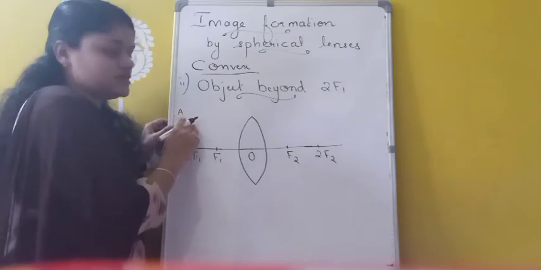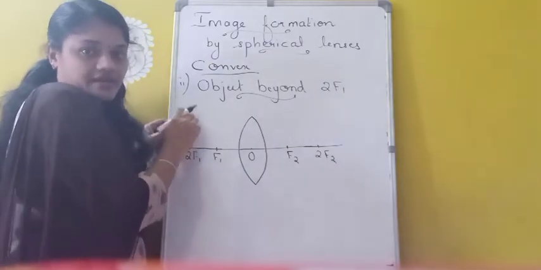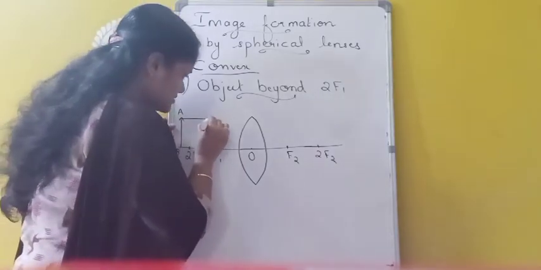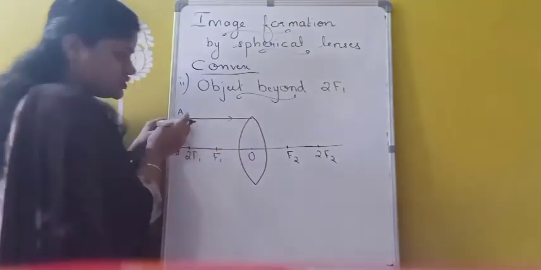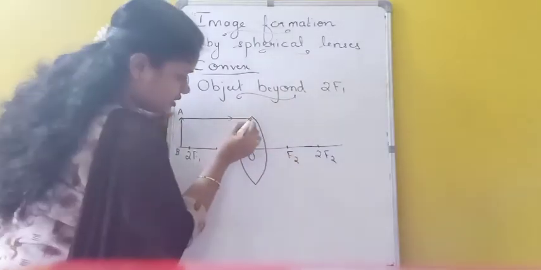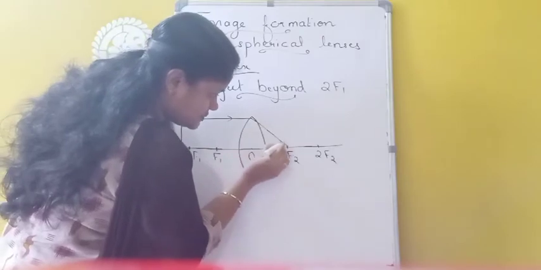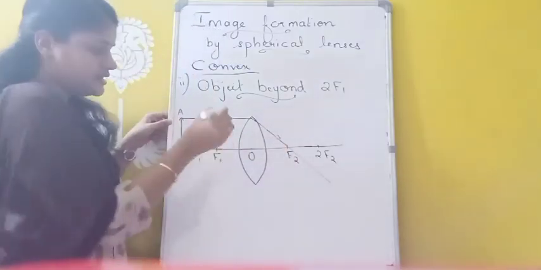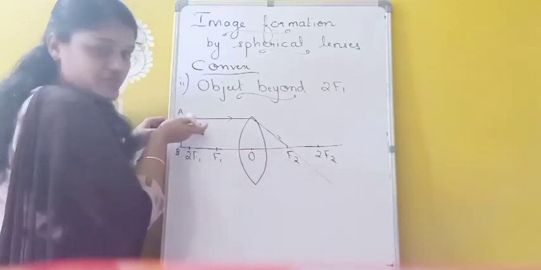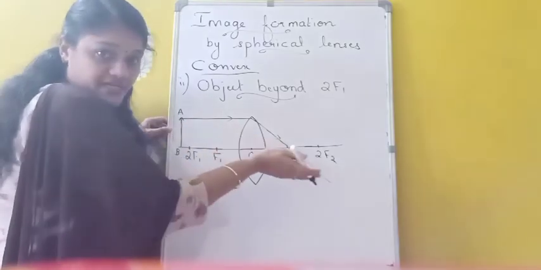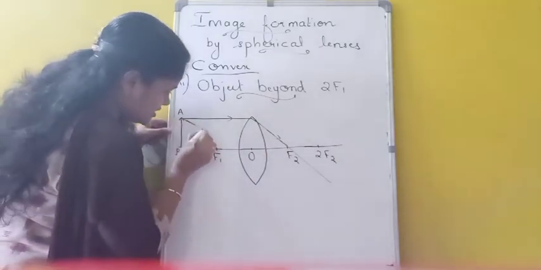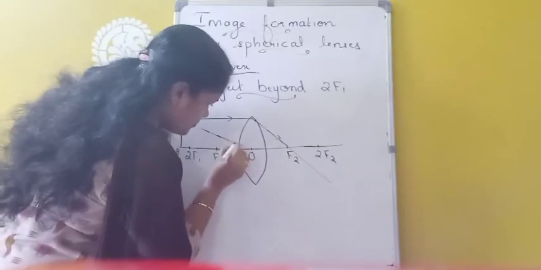Already we studied the rules for drawing ray diagrams and there are so many rules we studied. The first one is a light ray passing parallel to the principal axis. After refraction it passes through the focus. So this light ray is passing through focus. Then another light ray I am taking passing through optic center. So what will happen to that light ray? It goes without any deviation. So I am taking the second light ray, another light ray passing through optic center.